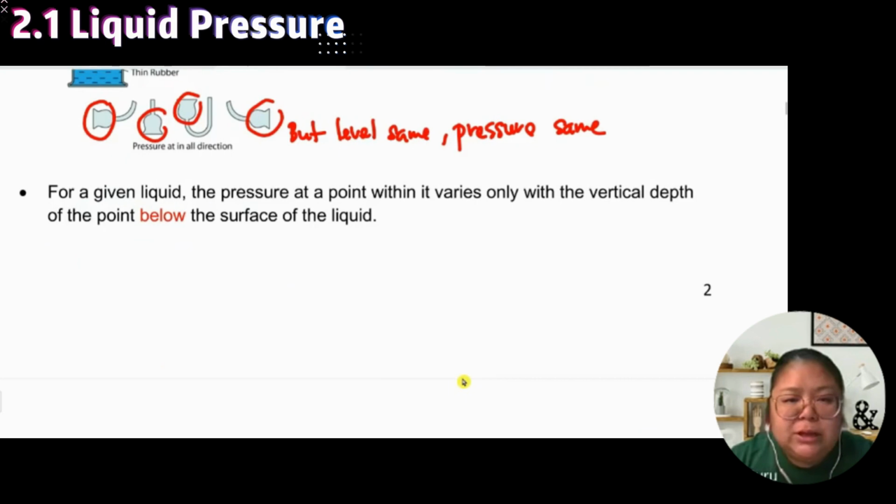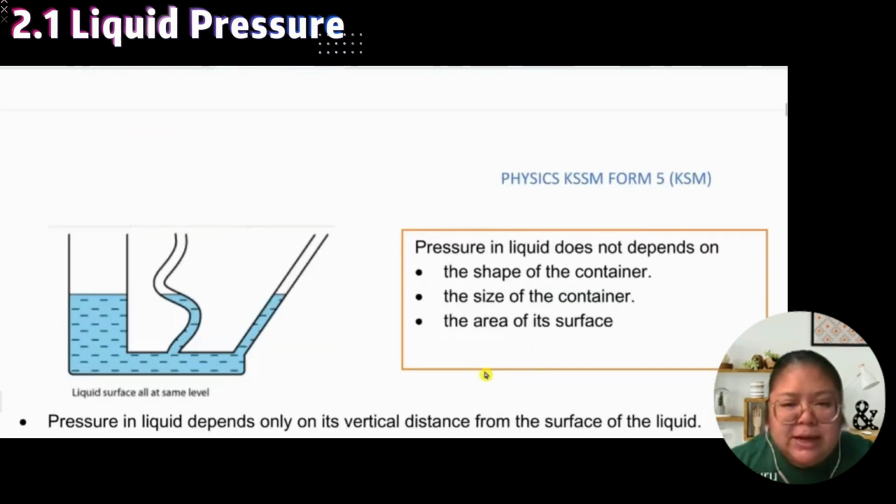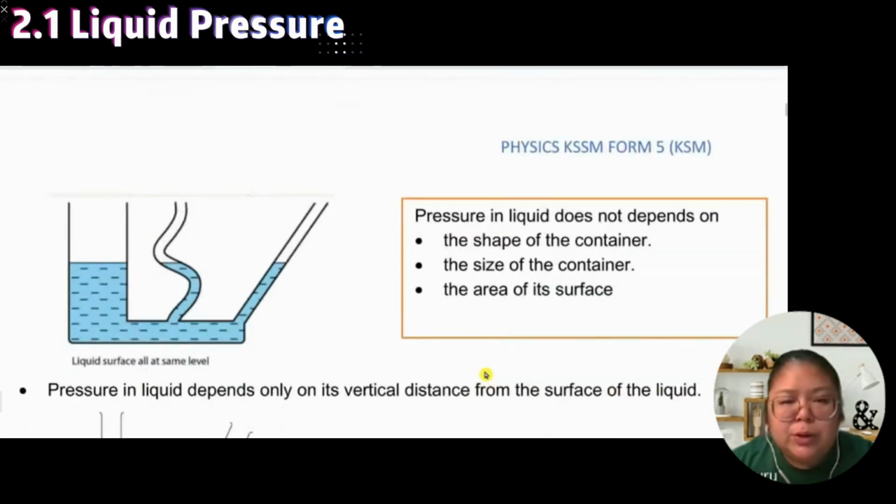So for a liquid, the pressure at a point within it varies only with the vertical depth of the point below the surface of the liquid. You can find an example like this. I put the liquid all inside. You see this one has an incline, but I find the level is the same. So the pressure here is atmospheric. If I put it at the bottom, my level is the same, and the pressure is atmospheric.